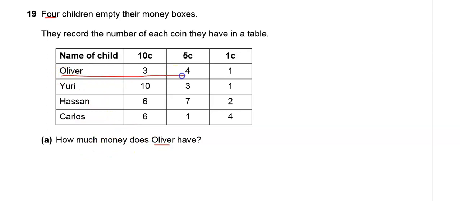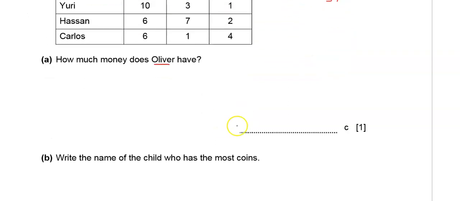This is Oliver. Oliver has got 10 cent, 5 cent, and 1 cent coins. He has got 3 10 cent, 4 5 cent, and 1 1 cent. Therefore, 3 10 cent coins give us 30, and 4 5 cent coins give us 20. 1 cent coin is just 1. So you add this, you get 51. So Oliver has 51 cents.